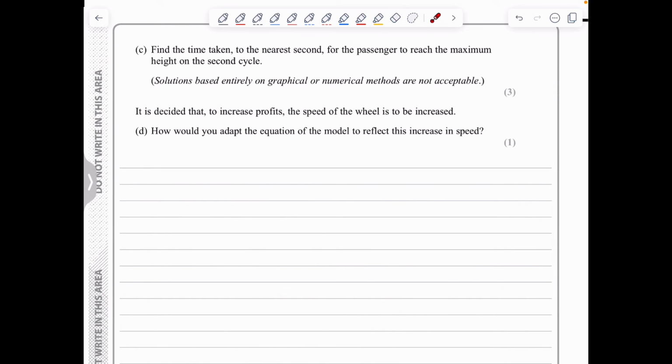In part C, we need to find the time taken to the nearest second for the passenger to reach the maximum height of the second cycle. So remember that we have said that we attain the maximum when the cosine of 80t plus 16.70 is negative 1. So we need to solve this given equation here. So cos of 80t plus 16.70 is equal to -1.